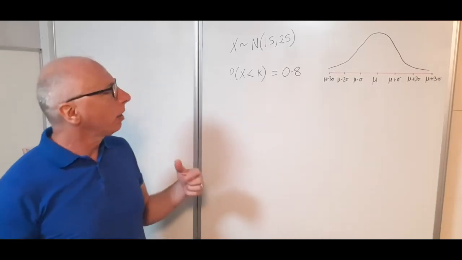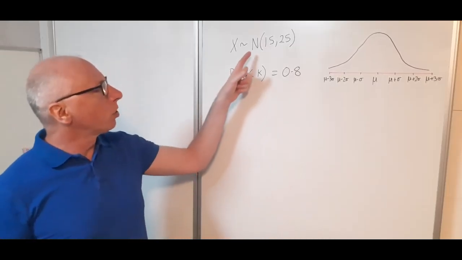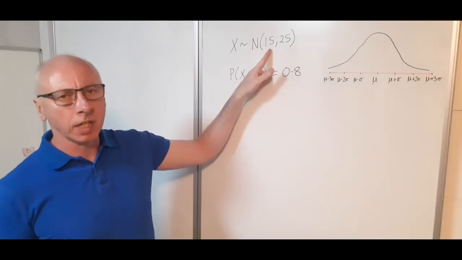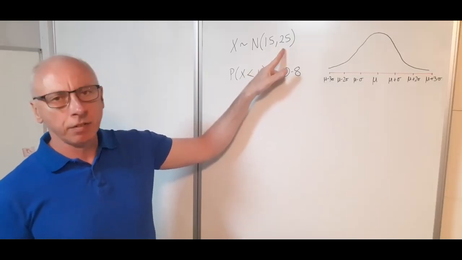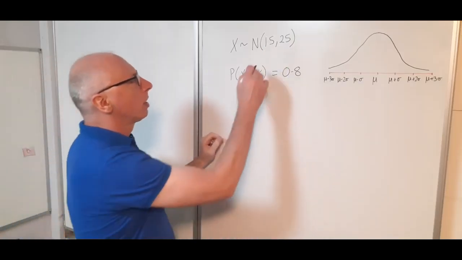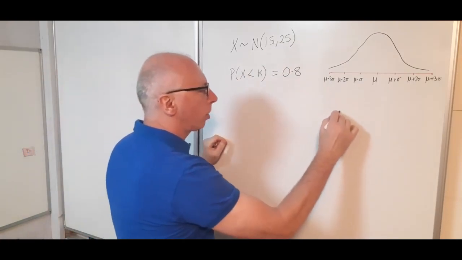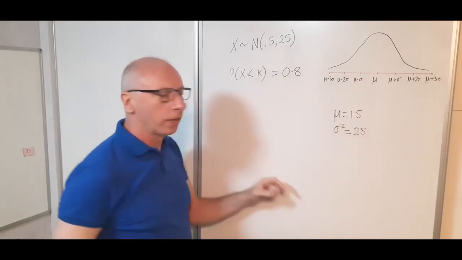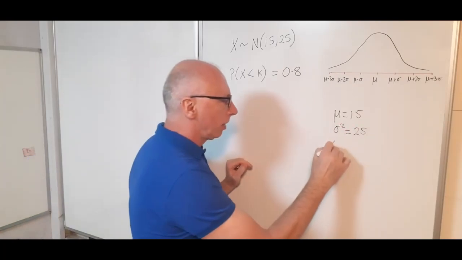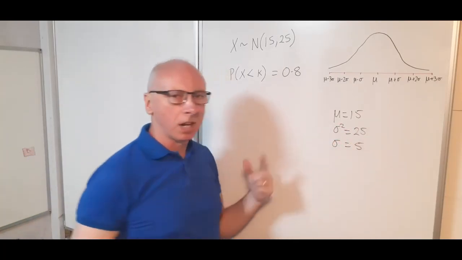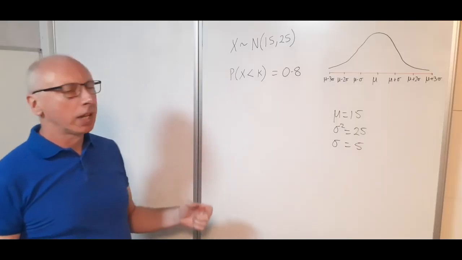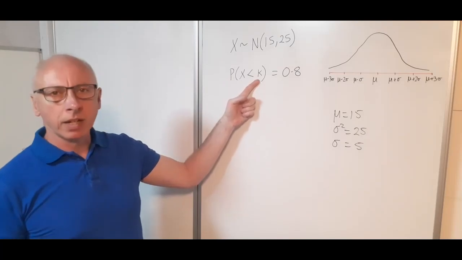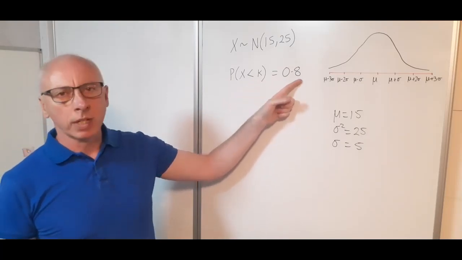So in this question here, we've got x is distributed normally 15 by 25. That means mu is 15, that's our mean, and our variance is 25. So let's just write here, mu equals 15, sigma squared equals 25. Sigma squared is 25, then sigma is 5. That's our standard deviation.